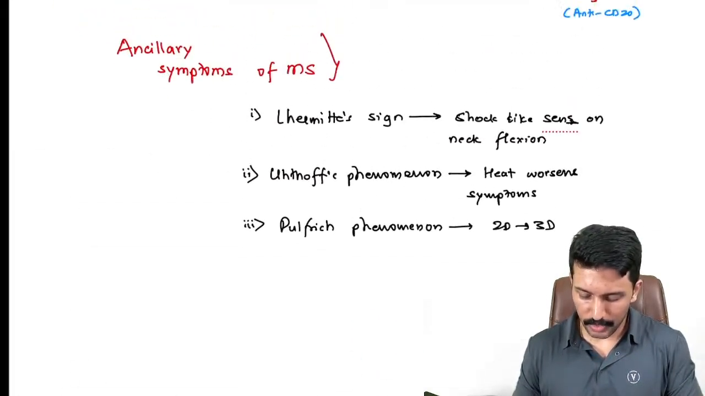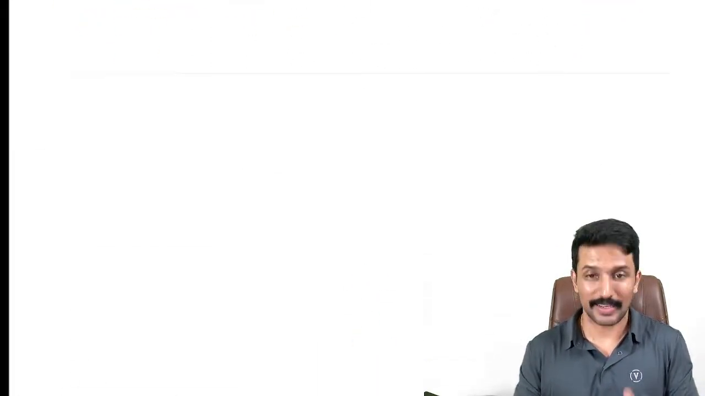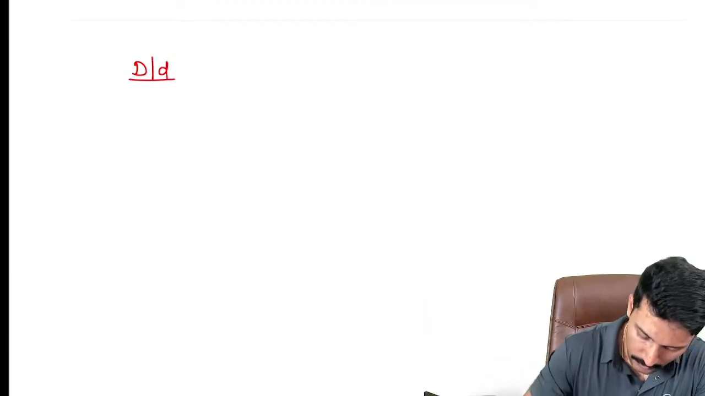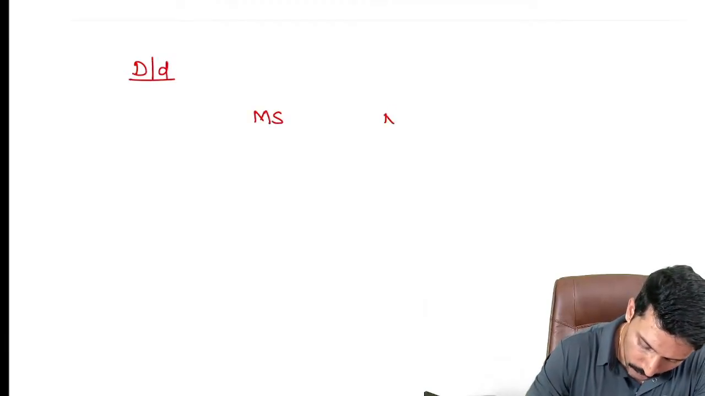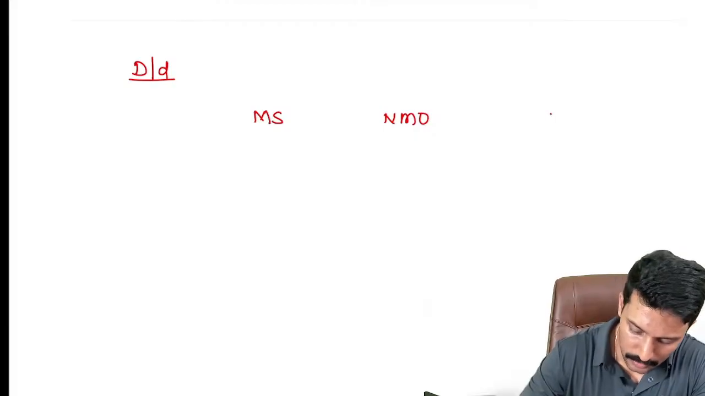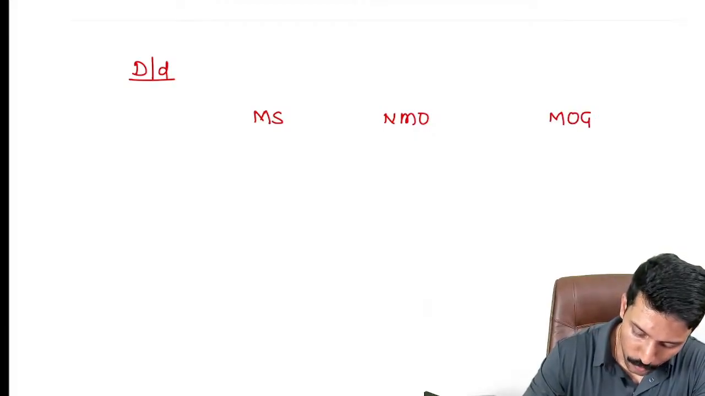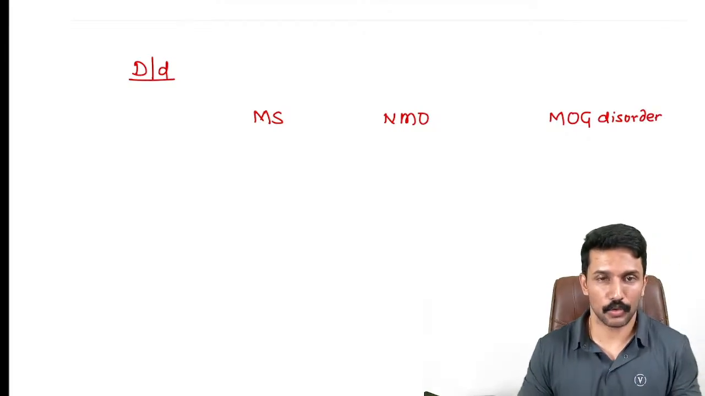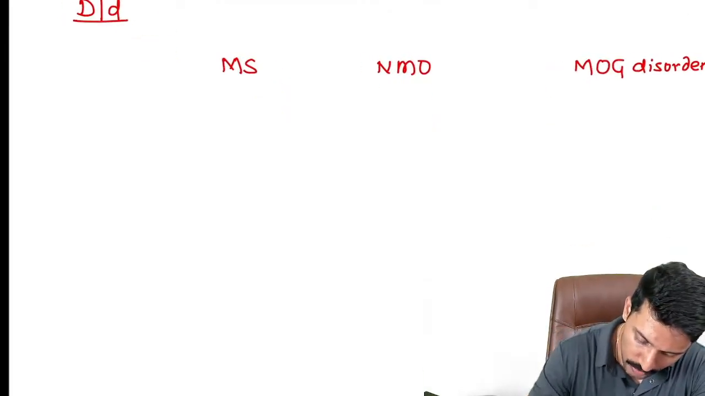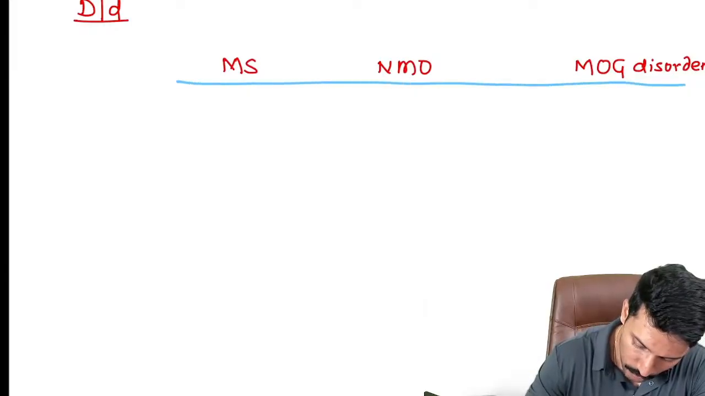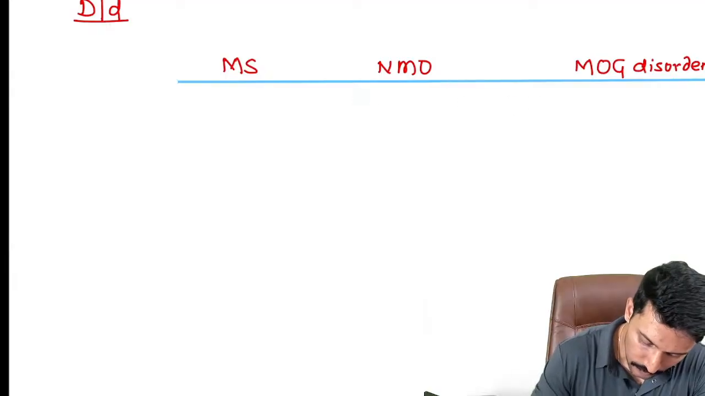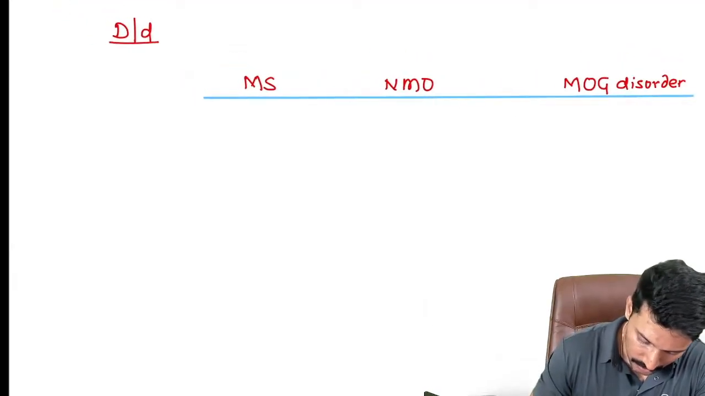Okay. Now the next important area of MCQs for us is differentiating multiple sclerosis from other demyelinating disorders of the CNS. So multiple sclerosis is one, the other one is neuromyelitis optica, the other one is myelin oligodendrocyte glycoprotein disorder or MOGD. All of these are demyelinating disorders of the CNS. So what points will help us to differentiate between these? The points that are going to help us differentiate are which antibody, and then what structures are most commonly affected.